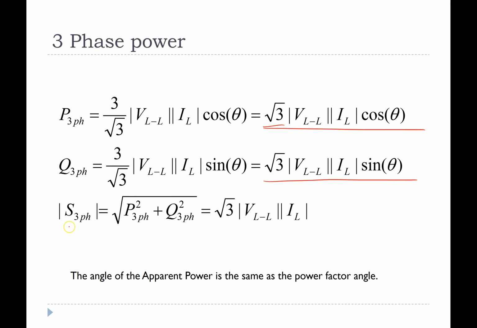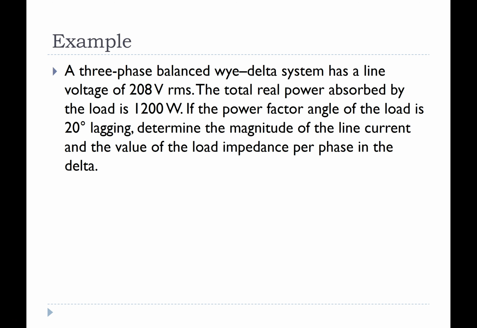And if we want to get the magnitude of the apparent power, we simply use Pythagoras' theorem and we get root 3 V line to line, I line. This is the absolute values. These are just magnitudes. They are not the vector quantities. They're not the phasor quantities. So let's look at some examples.